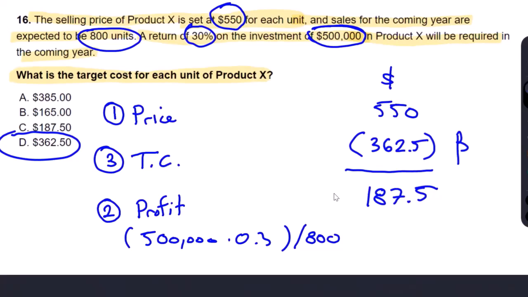Target costing isn't actually that difficult when you understand the template and when you've practiced some exam questions and examples. Performance management students, there you have it. That is target costing.